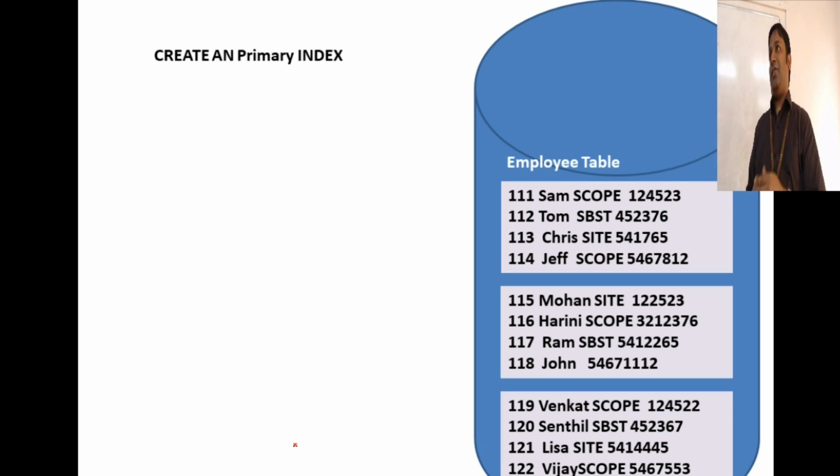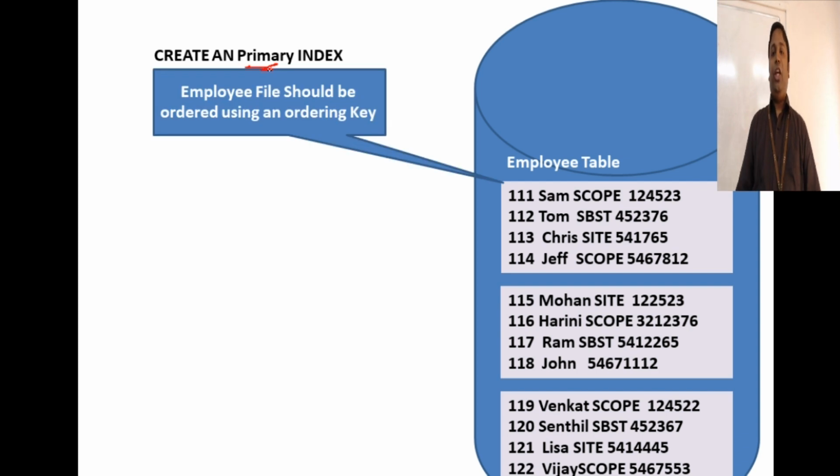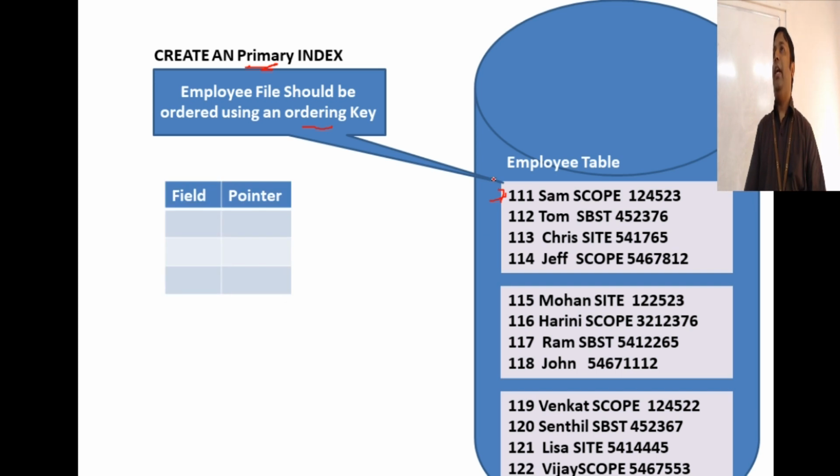So in that case, what is the answer to all these things? Create a primary index. So we are going to create another structure which will help us to speed up our retrieval. And I say this to be the primary index, one type of index. So for a primary index, the very first condition is your file should be organized or ordered using an ordering key. The ordering key here is employee ID. That is the very first important condition. Once you have that, you're going to create another file that is called the index. This file will contain two fields, and one field is a pointer to the block on the disk.